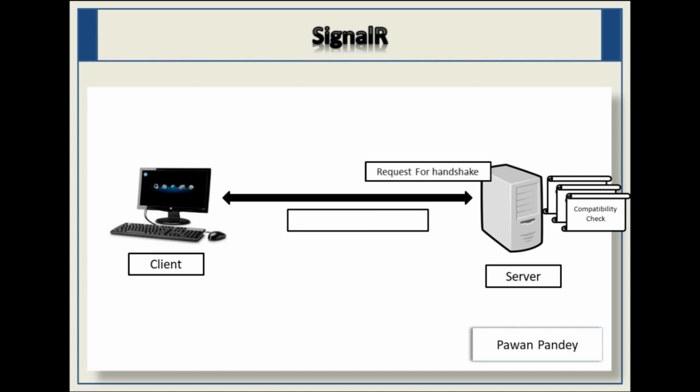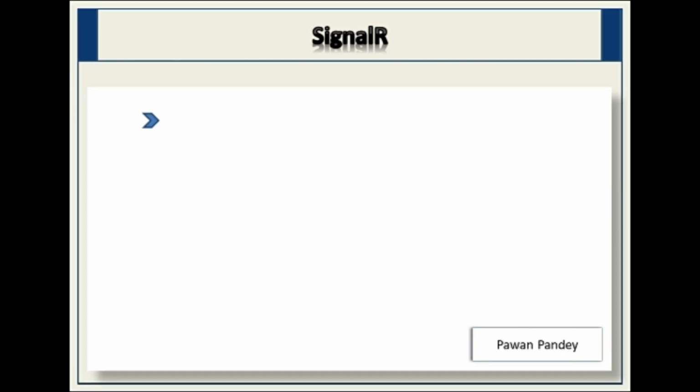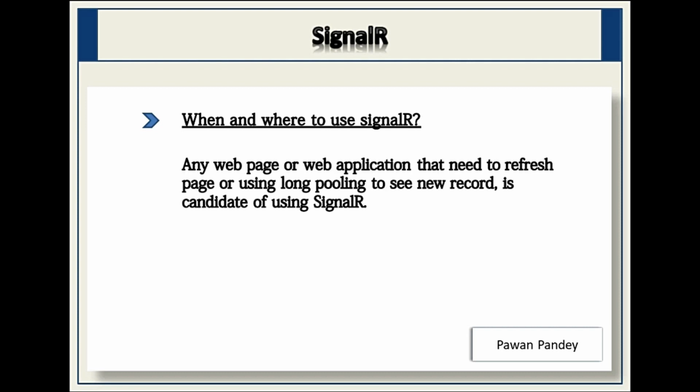If both are compatible with each other, the server will establish a connection with the client with a channel, or you can say a kind of tunnel between client and server, and both can send and receive information using that single communication channel. Now let's check where we can use SignalR. So any application that needs to refresh immediately for new information, or any application that uses long polling, can use SignalR. That's it in the introduction part.